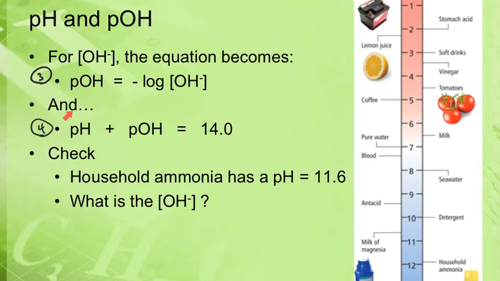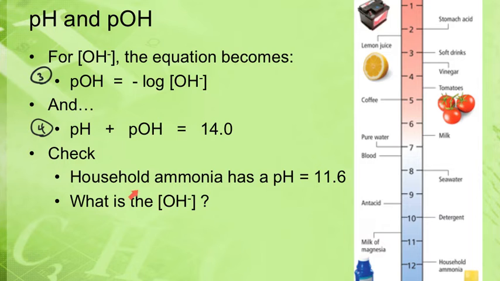And since we had the hydrogen ion times the hydroxide ion concentration equaling 1 times 10 to the negative 14th, you can also have pH plus pOH should equal 14. So equation number 3 is pOH equals negative log of the hydroxide concentration, and equation 4 is pH plus pOH equals 14. Okay? We'll come back to this one later.